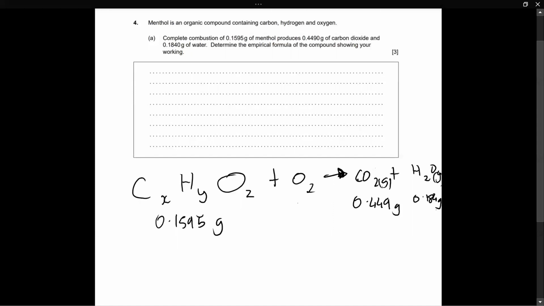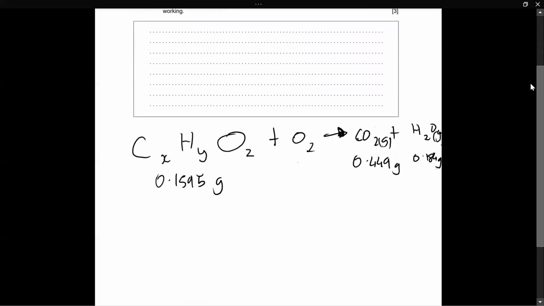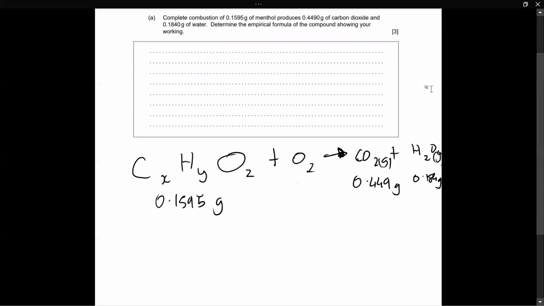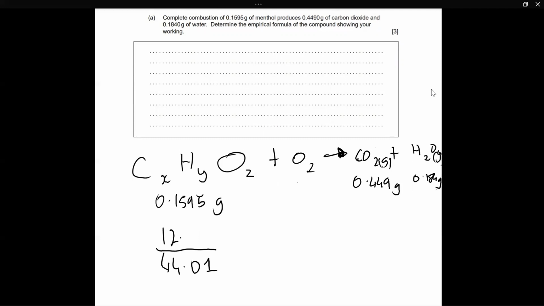So how do we find out the mass of carbon? We know that this much carbon dioxide has been produced. We just have to find out the mass of carbon in carbon dioxide. And how do we do that? Well, it's all about the ratio, right? The overall molecular mass of carbon dioxide is 44.01 and carbon makes up 12.01 units of that. So this is the overall mass of carbon dioxide, the molecular mass, and this is the relative atomic mass of carbon. So this is the ratio of the mass in carbon dioxide.